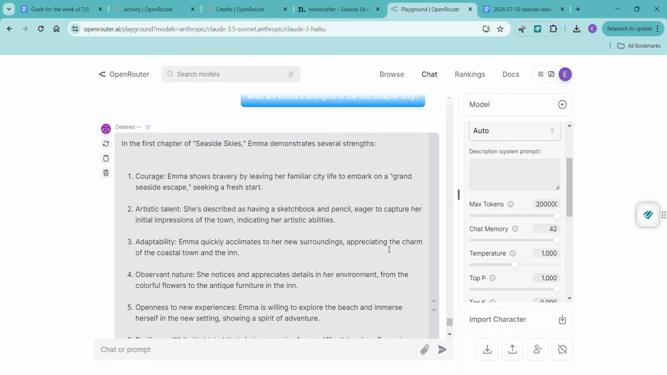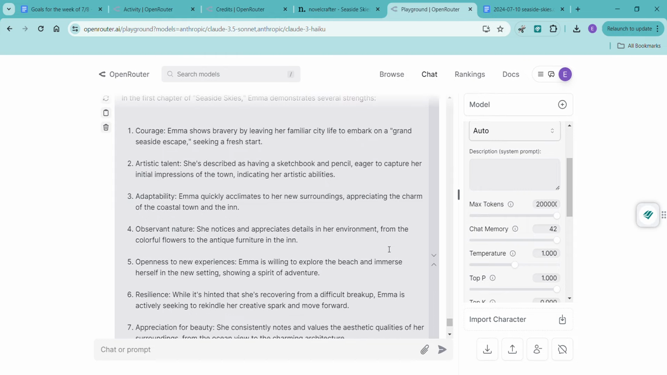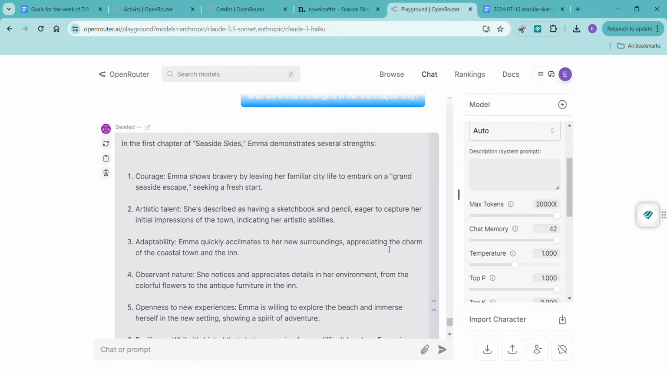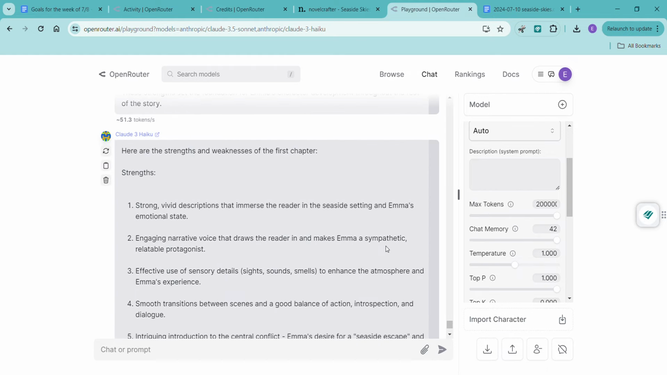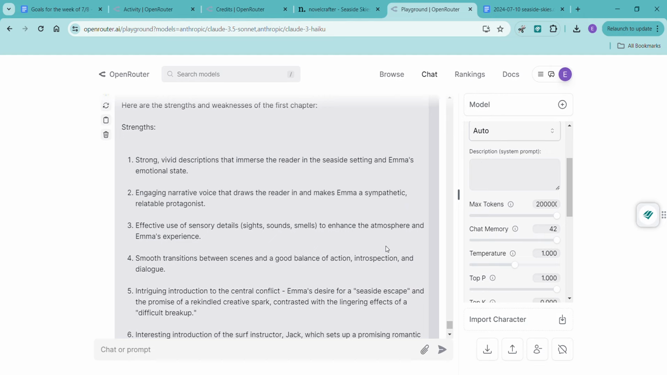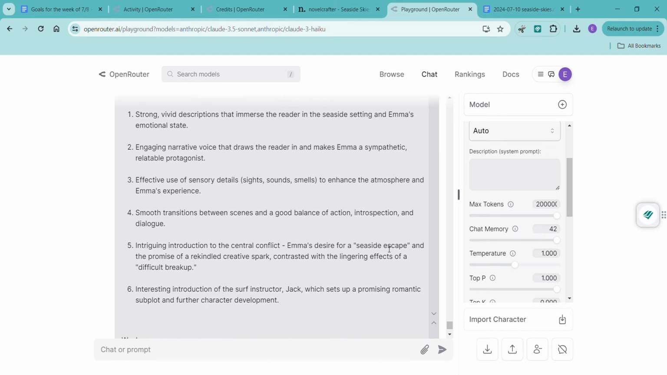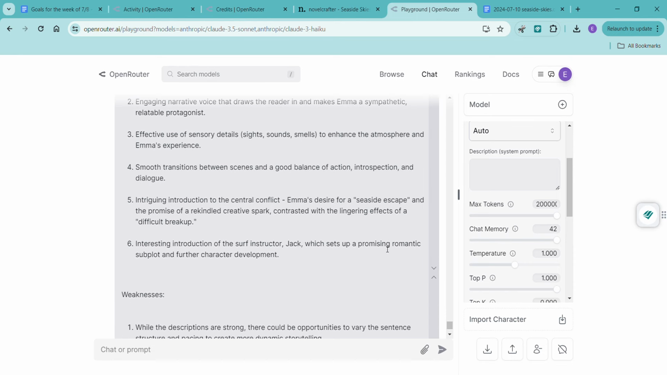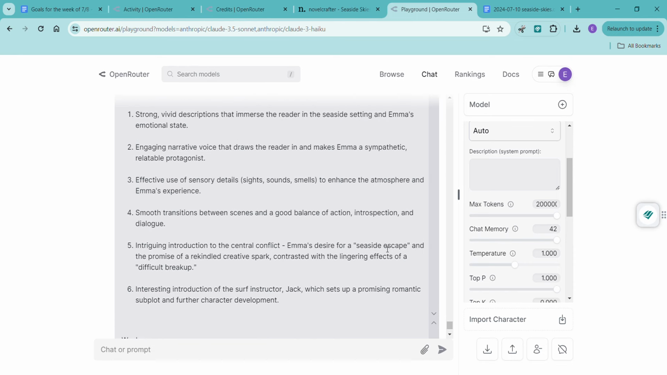This is from Haiku. Strengths, vivid descriptions, which is the same thing that Sonnet said. Nice narrative, sensory details, transitions.